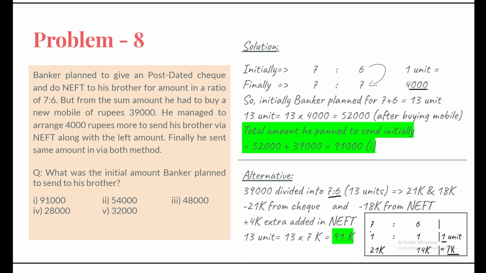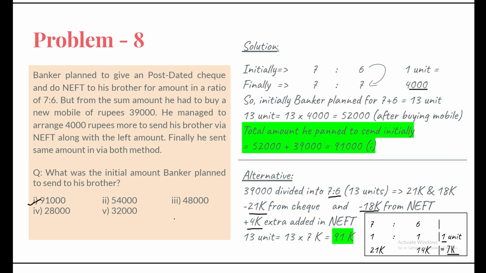So I hope you understood the logic here. 7:6 is the initial ratio, 1:1 is the final ratio. How did it become this? By decreasing the values 21k and 18k and adding 4k again later. So we get 21k and 14k finally. So after subtracting these values, we got 1:1. And if we do the cross multiplication, we get 1 unit is 7k for this method. Now 13 units into 7k becomes 91k. So option 1 is the answer.